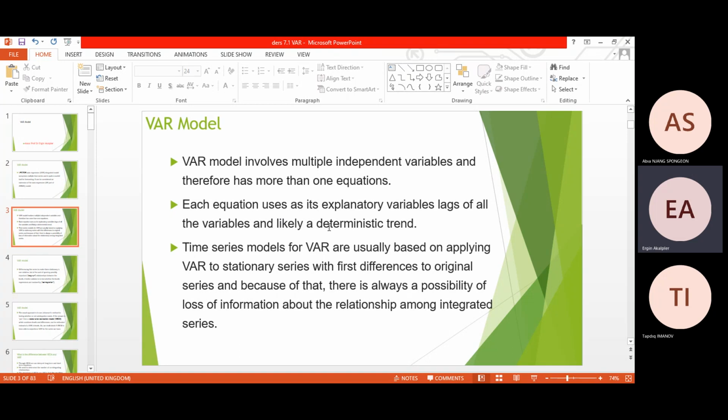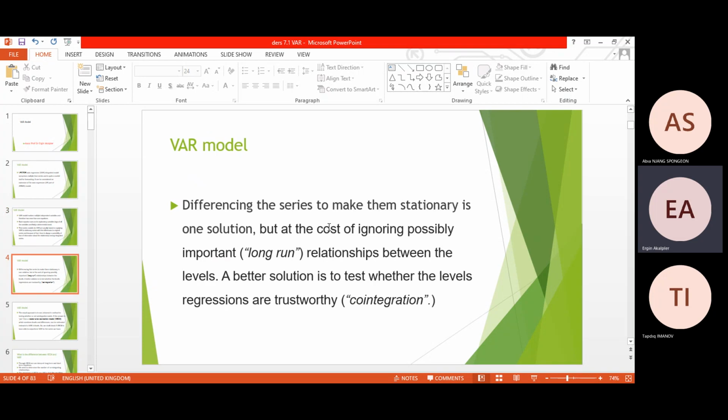Time series models for VAR are usually based on applying VAR to stationary series, with the first difference taken of the original series, and because of that, there is always a possible loss of information about the relationship among the integrated series. Differencing these series to make them stationary is one solution, but at the cost of ignoring possibly important long-run relationships between the levels. A better solution is to test whether the levels regressions are trustworthy.